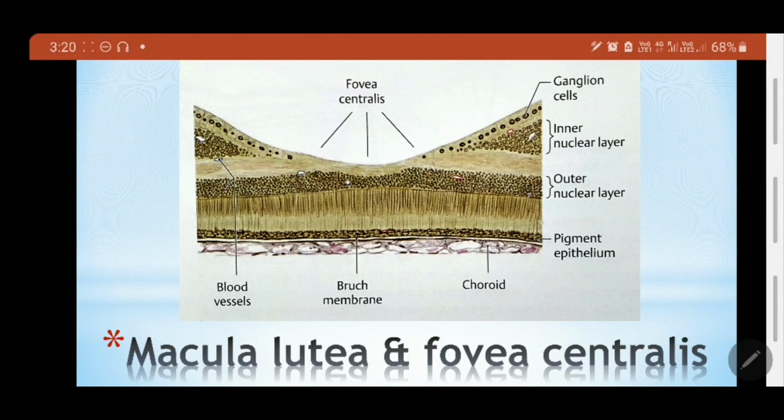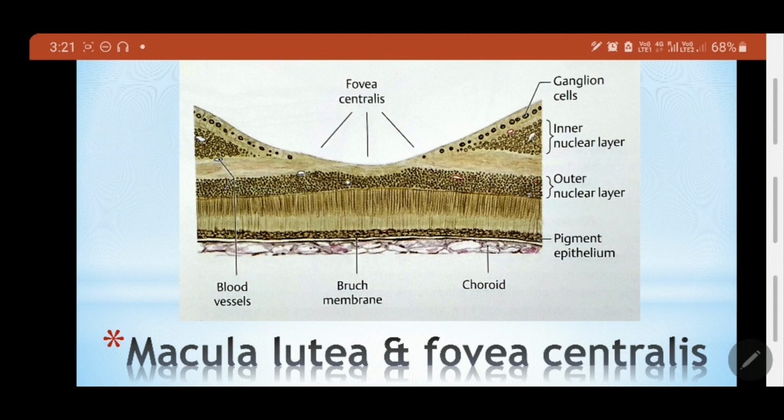Okay, now here you are seeing the macula lutea and fovea centralis. As I told you, the parallel rays of light, when they pass through the eye lens along the principal axis of the eye lens, strike straight behind on the opposite pole of the eyeball. So that's the center of the retina.